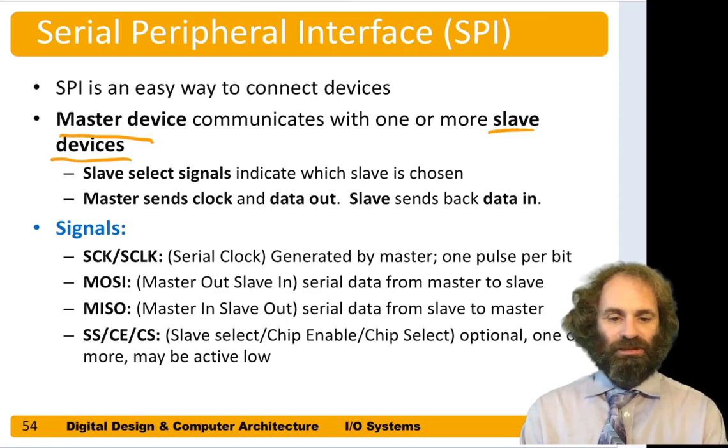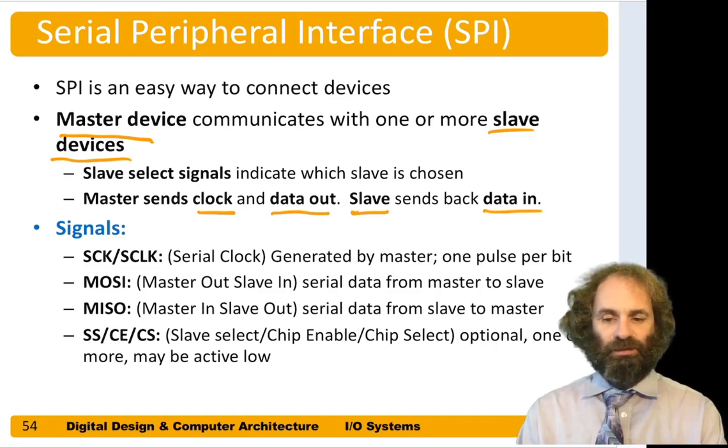The master sends out a clock signal and a data out signal, and the slave responds with a data in signal. And the master can optionally send a slave select signal to indicate which one of several slaves is chosen. So the signals are called SCK or SCLK, that's the serial clock. It's generated by the master, and there's one pulse for each bit being transmitted.